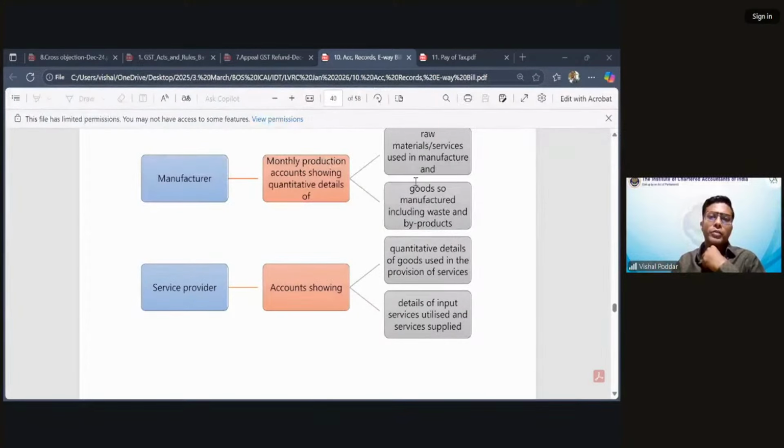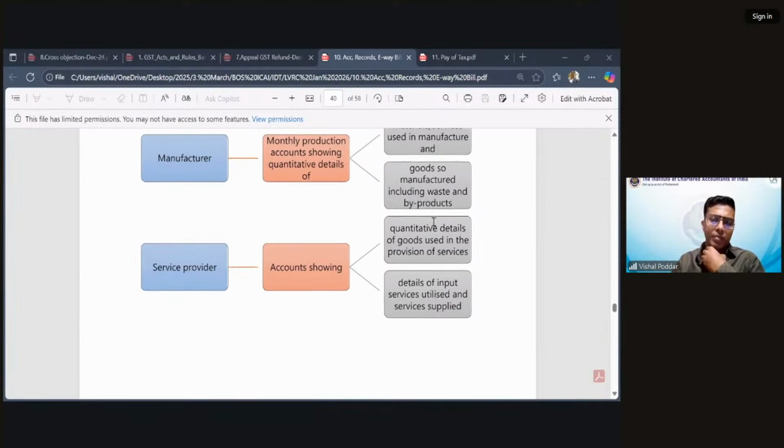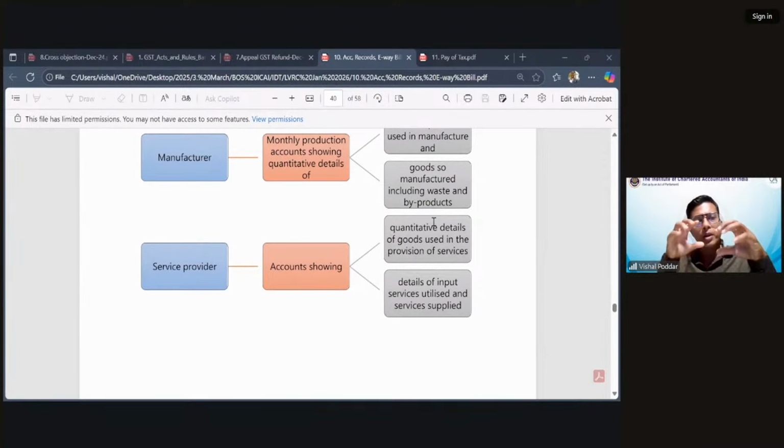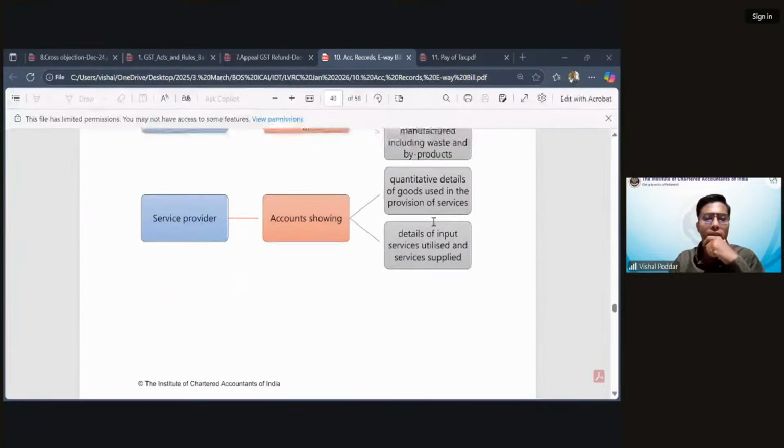Then goods which are manufactured out of this, including waste or byproducts, if any. Why is this done? So that the department can tomorrow come and check the input output ratio and ensure that there is no under-reporting of any transaction. Many times, people under-report the sales. They would actually have produced that, but to under-report the sales, they will obviously under-report the production. But when you are giving the details of raw material, the stock and the consumption, this can be linked. That is why these details are required.